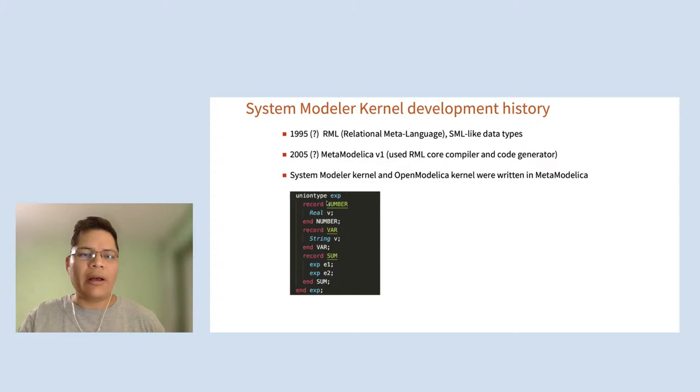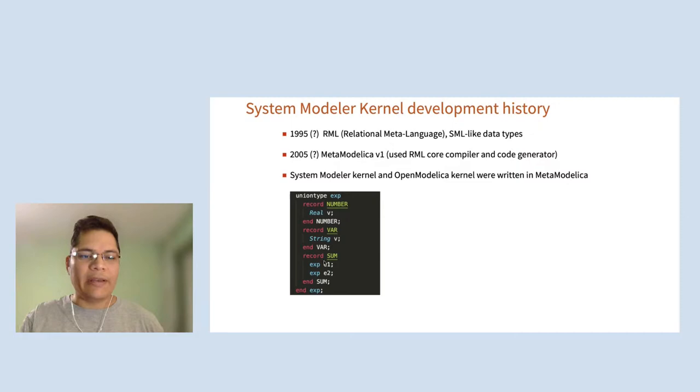This is how you would define a type. What I have here is an expression type that can have different representations. It can be a number that has a floating point inside. It can be a variable which has a string. And in this case, I have an operation which will be a sum, and we have two expressions inside of it.